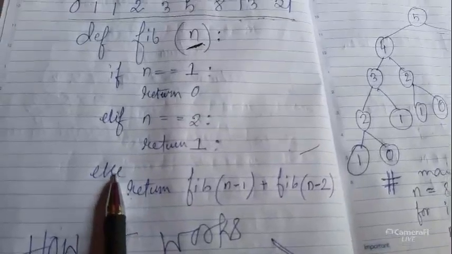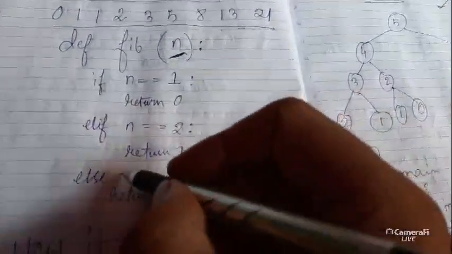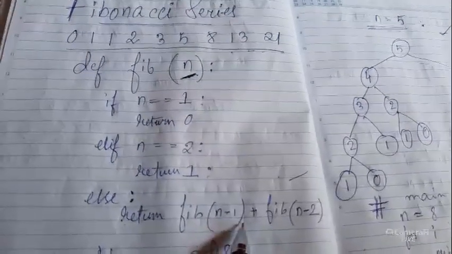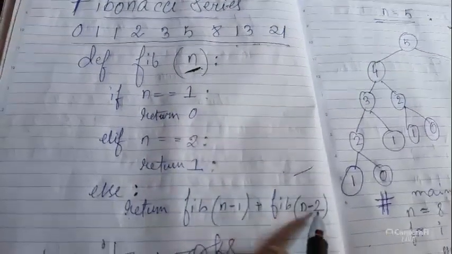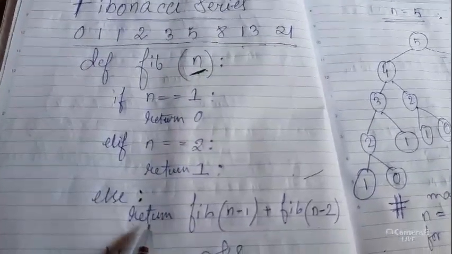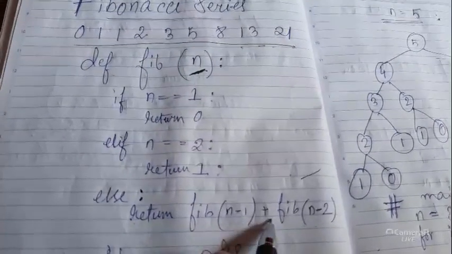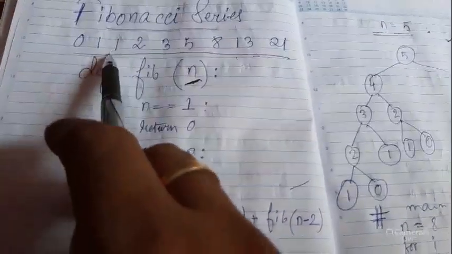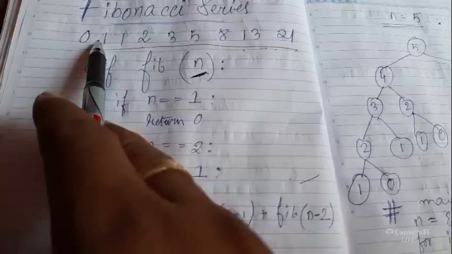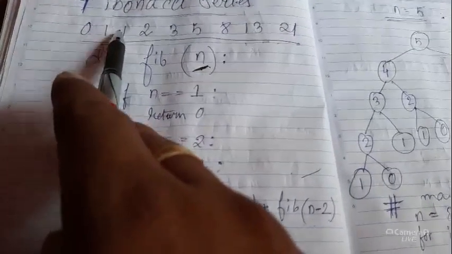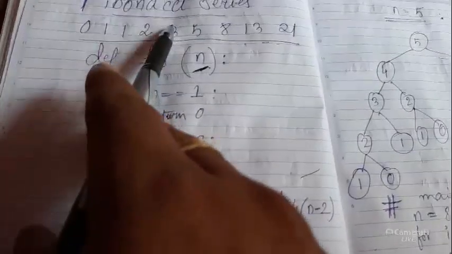Now finally I am going to the else part. In the else part, return fib of n minus 1 plus fib of n minus 2. This is the very interesting part. What does it mean? As we know, the logic of the Fibonacci series is that you have to add the last two terms: 0 plus 1, 1, 1 plus 1, 2, 2 plus 1, 3.